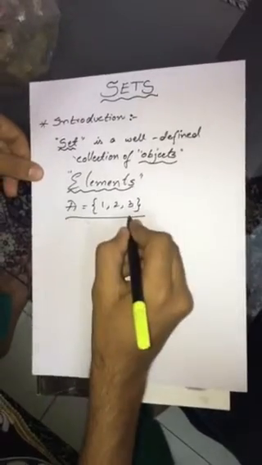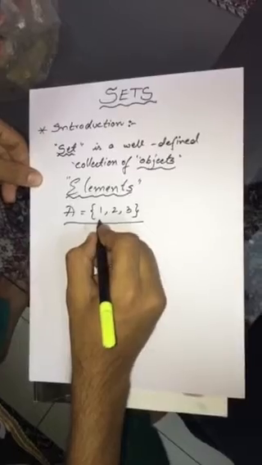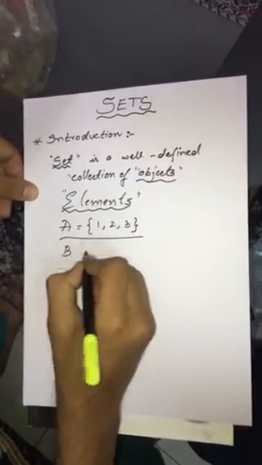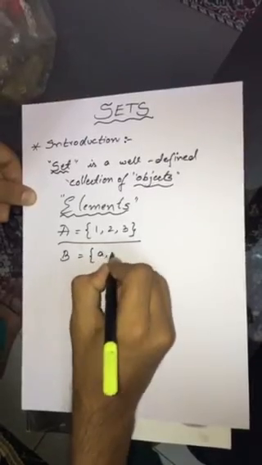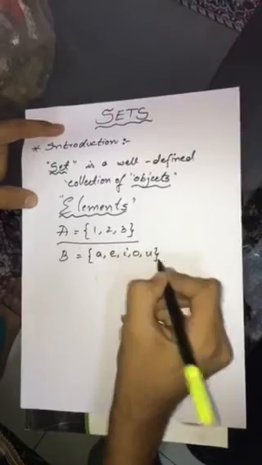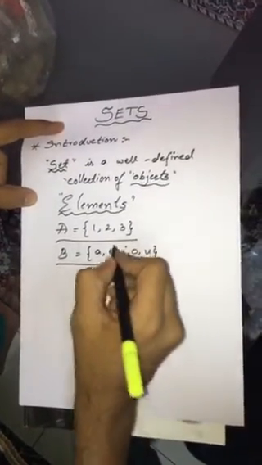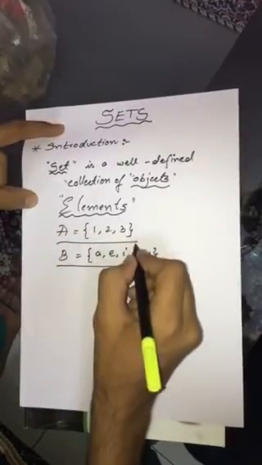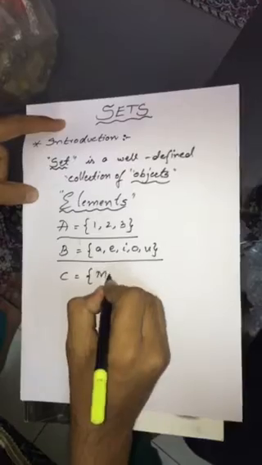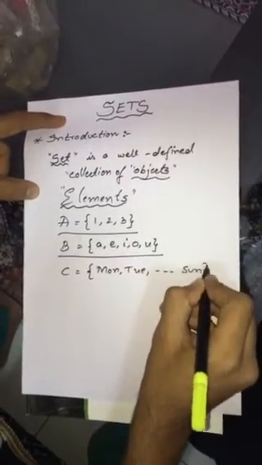So we wrote a set. What is this set? This set is a set of natural numbers starting from 1 and ending at 3. Now I'll take another set and write A, comma E, comma I, comma O, comma U. This is a set of vowels in the English language. So we see that there is no restriction for sets to write only numbers. We can even write letters, and we can even write the days of the week: Monday, Tuesday, up to Sunday.